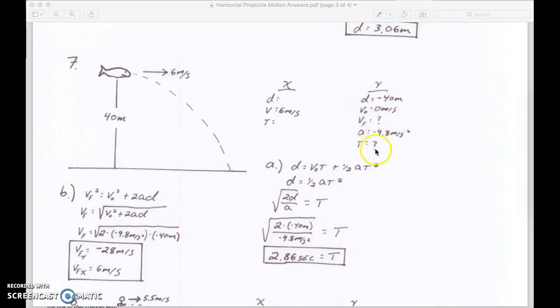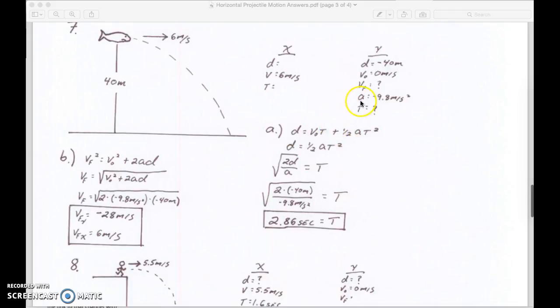We're looking for the time, and we're looking for the final velocity. We can solve everything here in the Y direction. So A, solving for time, I want to pick the equation that does not have VF in it. It's the third equation again. V naught is 0, so this term V naught T cancels, leaving us with D equals 1/2 AT squared. Solving for T, I move the 1/2 over, that gets me 2D, divide by A, that's why it's in the denominator, and to get rid of the squared, I take the square root. I plug in all of my numbers, 2 times negative 40 meters divided by negative 9.8 meters per second squared, and that gives me 2.86 seconds.